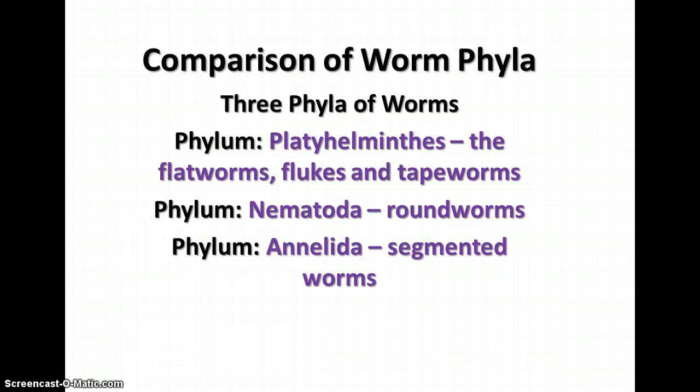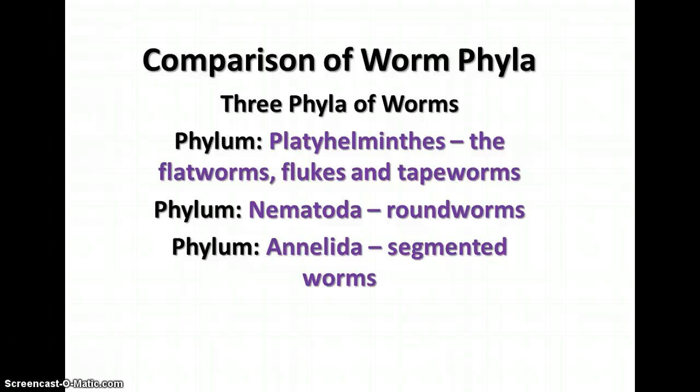The next groups of animals are called worms, and there are three different phyla of worms. The worms begin the groups of animals that are triploblastic, that have all three germ layers. These three phyla of worms represent the three different kinds of body plans. The platyhelminthes, or flatworms, are acoelomates.